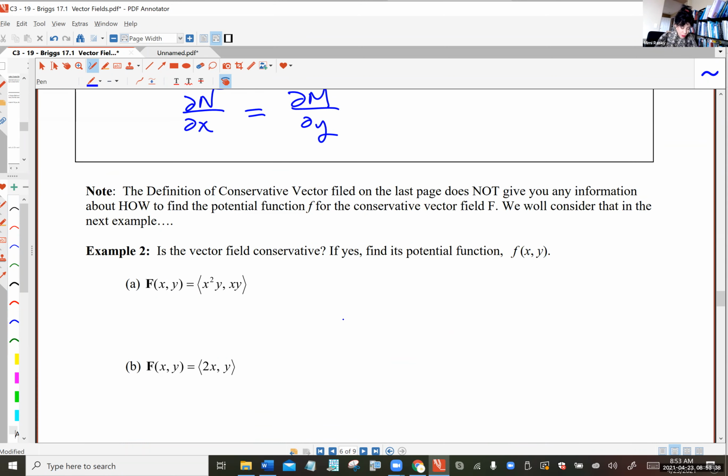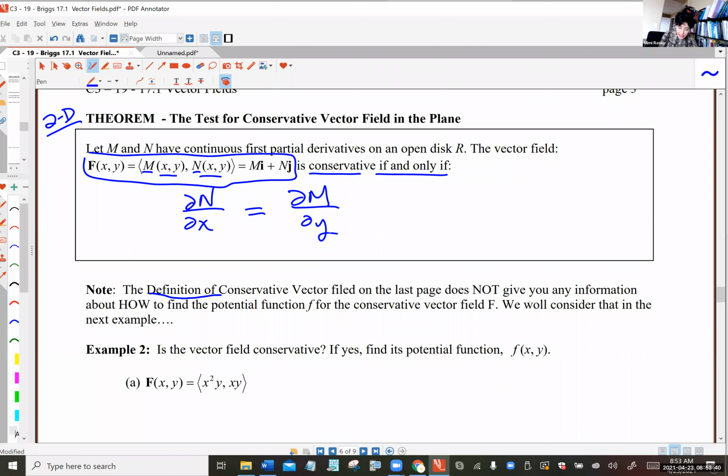Now, once you figure out that yes, you have a conservative vector field, because this equation is true, dN/dx equals dM/dy, it doesn't tell you how to get your potential function, little f, this scalar function. And so I'm going to show you the Rasky way to do it.